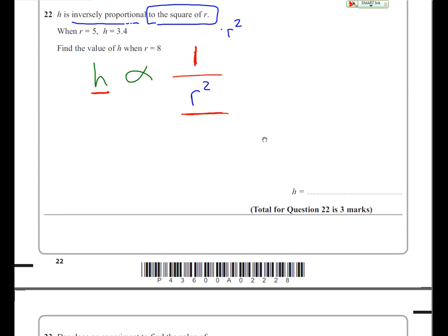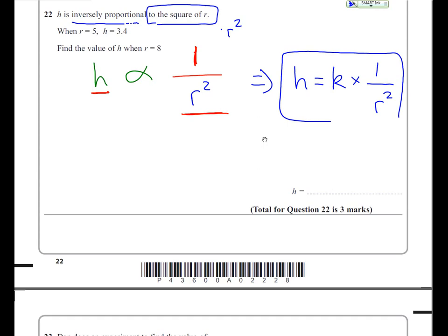So as an algebraic equation, we write that this means h equals some number, whatever it is, any old number, times by 1 over r squared. That's our main equation. But what we have to do is use the extra information that we're given, which says when r is 5, h is 3.4, and we can use that to figure out k.